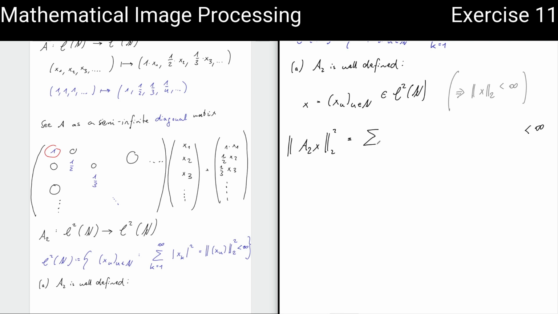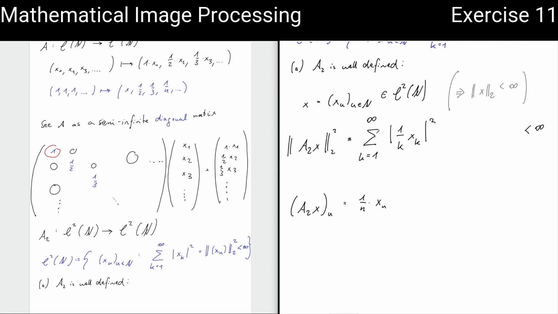We just plug in the definition. So the 2 norm squared gives me a sum from k equals 1 to infinity. And as you may already guess from this matrix definition here, the nth component of A2 x is nothing else than 1 over n times x_n. So the first gets mapped to 1 times the sequence member. The second gets mapped to 1 over 2 times the second sequence member. And now if I take the 2 norm, I need to go through all k from 1 to infinity, which gives me 1 over k times x_k squared. This is just the 2 norm of A2 applied to x.